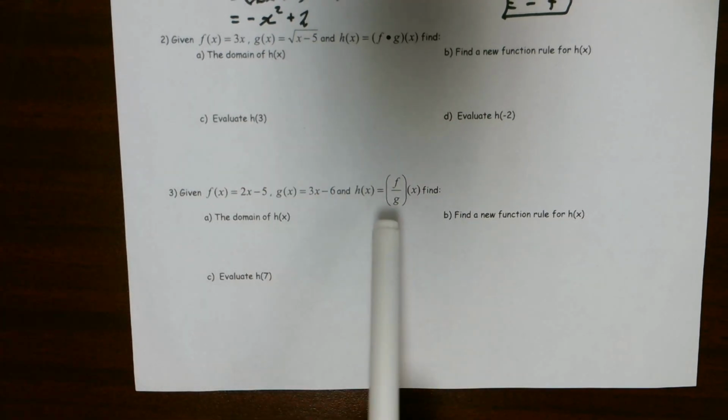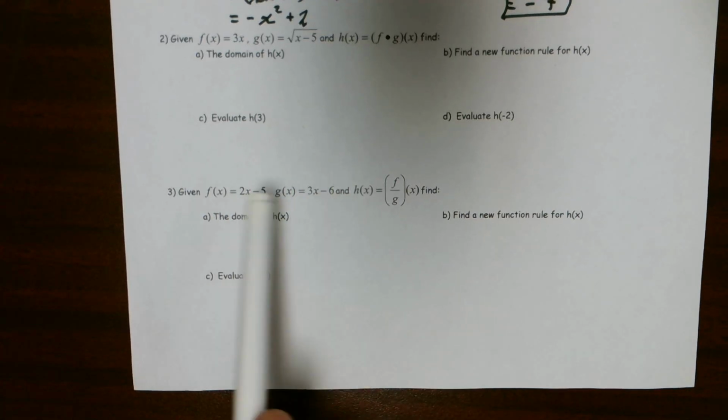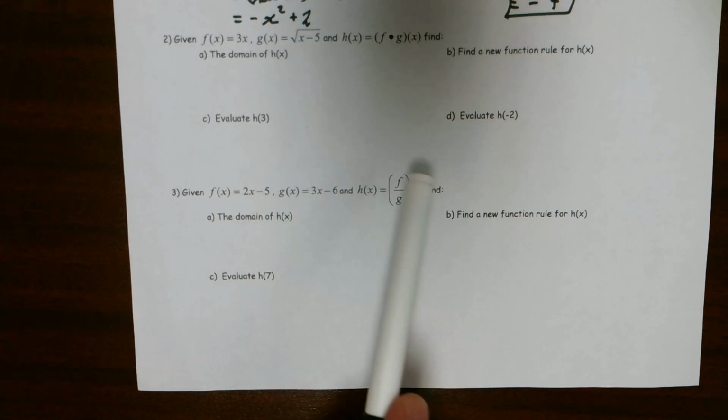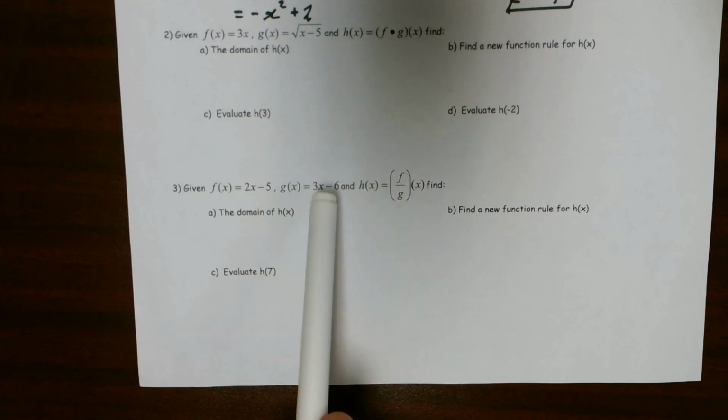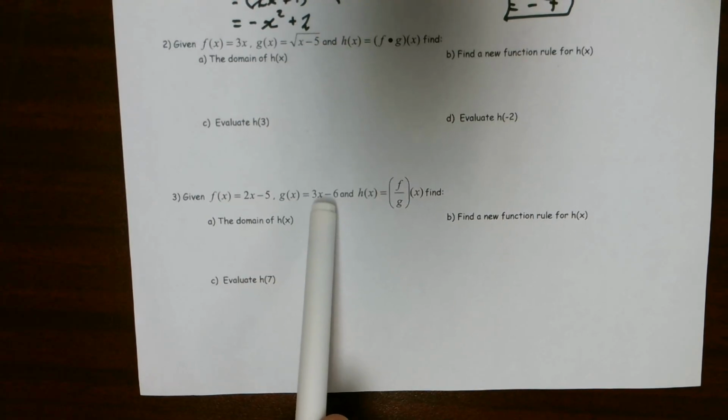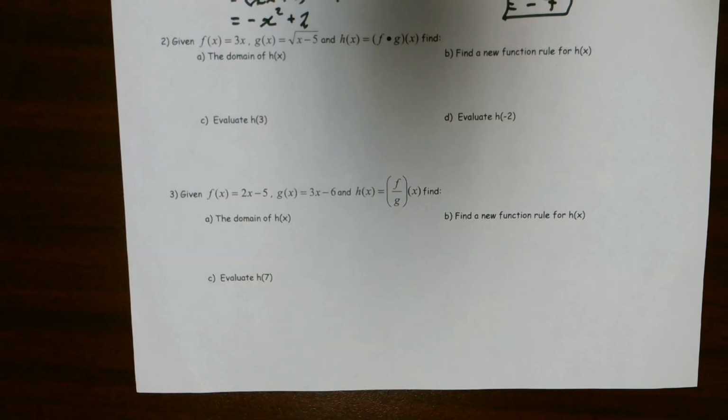And same thing down here. You're going to be looking at two functions that have domains of negative infinity to infinity, but since you're dividing them, remember that you have to figure out what numbers make g equal to 0, and you can't have that in your domain as well. So take a second, pause your video, and get example 2 and example 3 done.